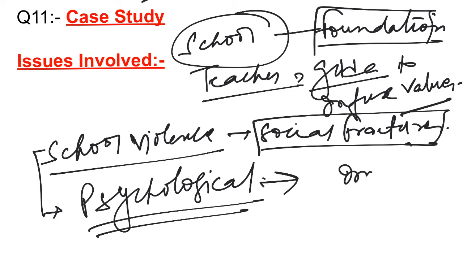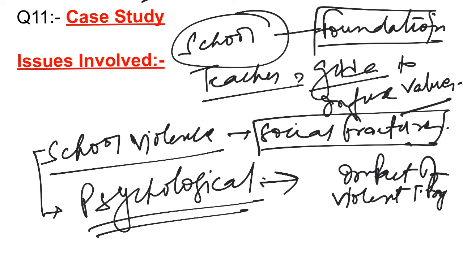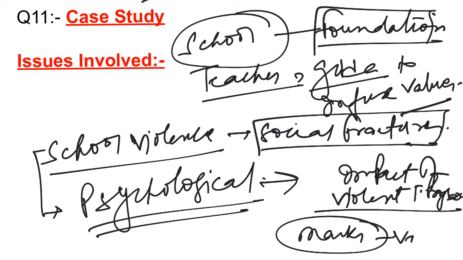Then you can talk about the impact of violent television programs. Then you can talk about how education today is more focused on marks rather than value education. We are not going for value education. So these are the things which can be mentioned here.